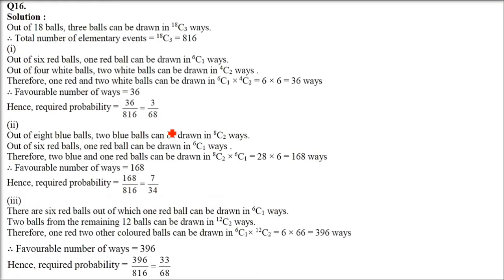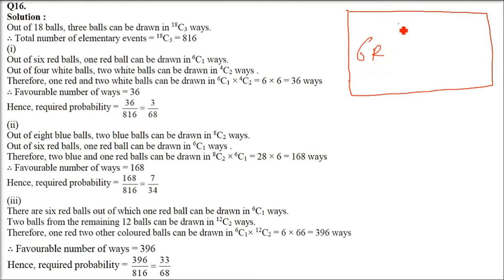Next question. A bag contains, see, same type of question it is. A bag contains 6 red, 4 white and 8 blue balls. If 3 balls are drawn at random, find the probability that, now 3 parts are there. You know, in a question only you will find the answer. So if you understand the question properly, you will get the answer. So we have 6 red, 4 white and 8 blue balls.